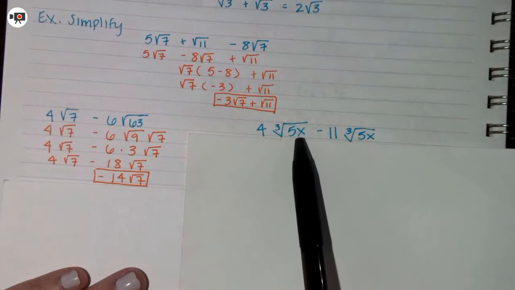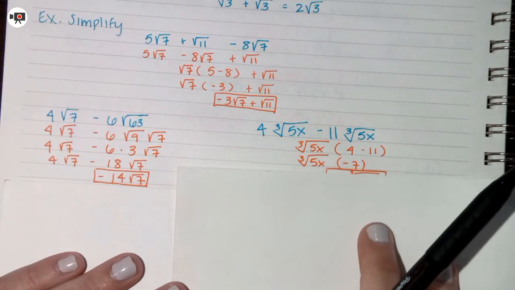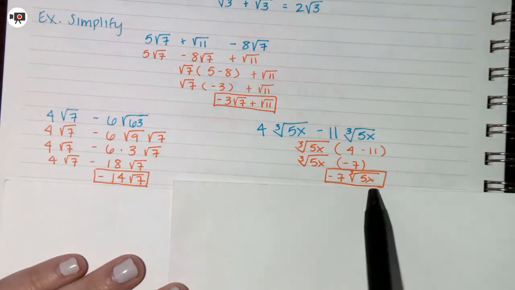Next, 4 times the cube root of 5x minus 11 times the cube root of 5x. That's 4 minus 11, which is negative 7 times the cube root of 5x.